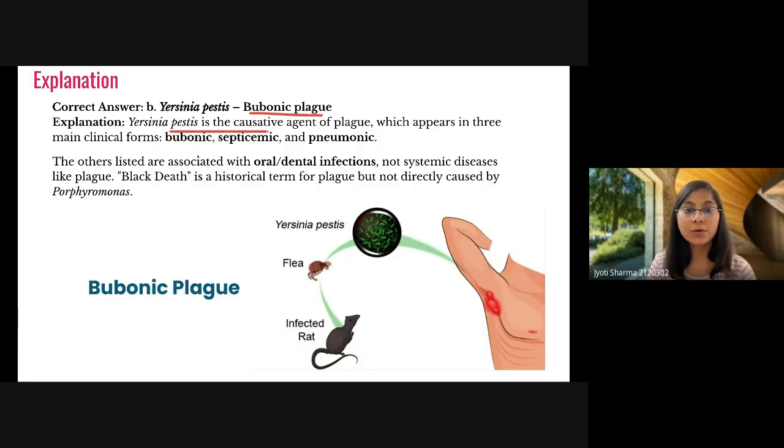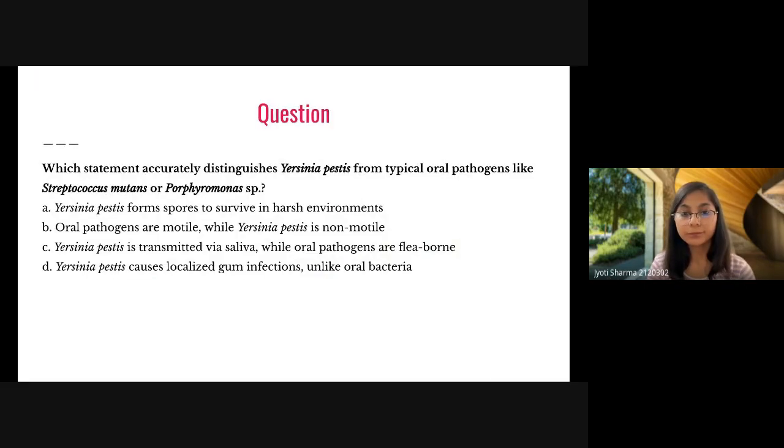So this is the causative agent of the plague, which appears in three main clinical forms. So this single bacteria can cause three different types of plague. This can be bubonic, septicemic, and pneumonic. And the other three, as I told you, are associated with oral or dental infection, not systemic disease like plague. Okay, so I think this is clear.